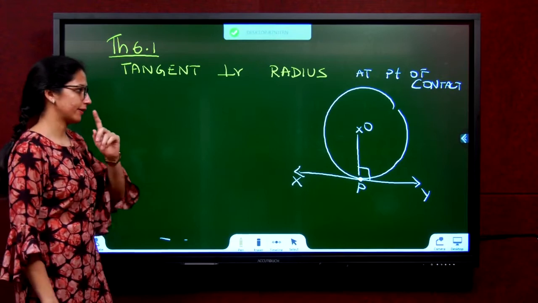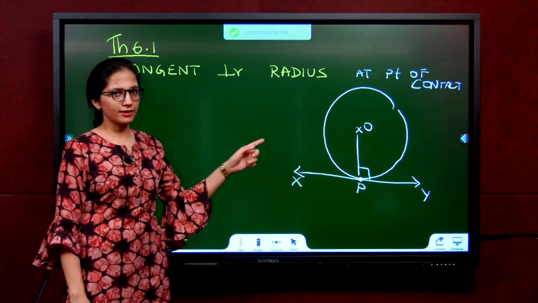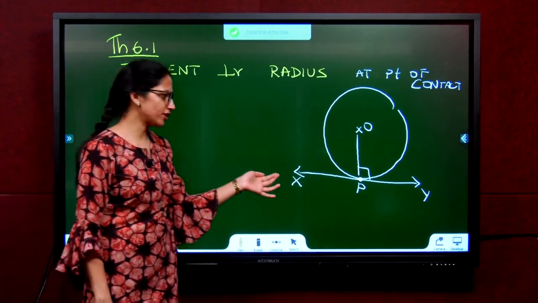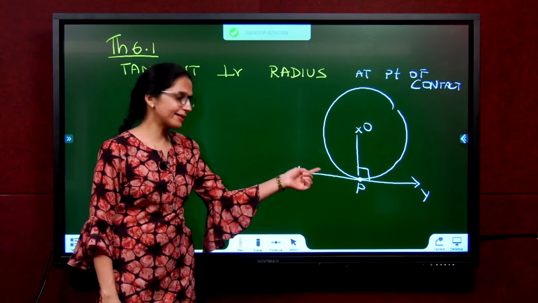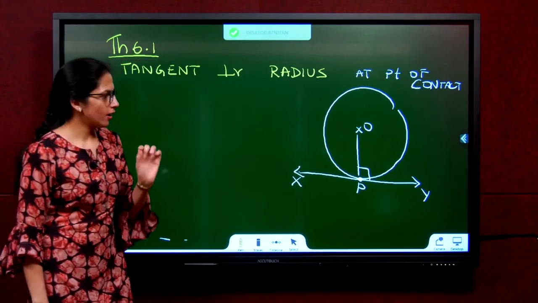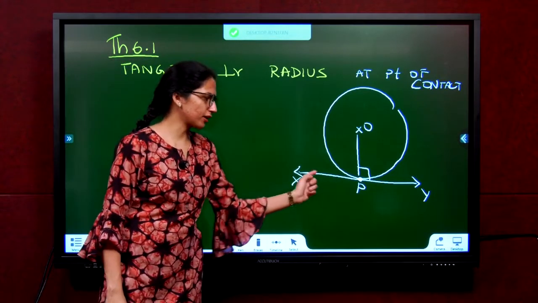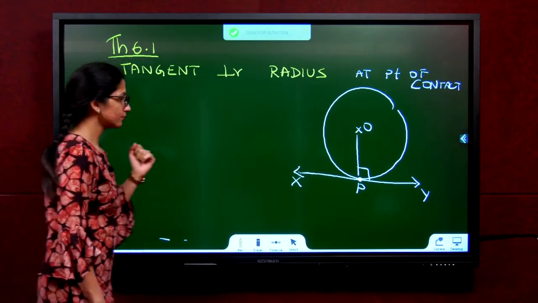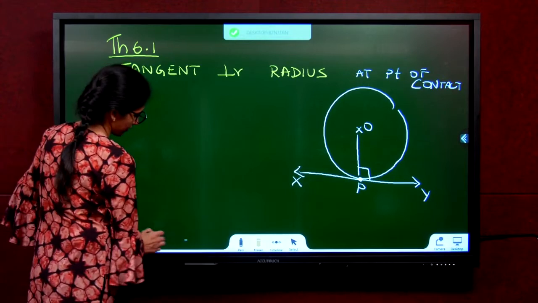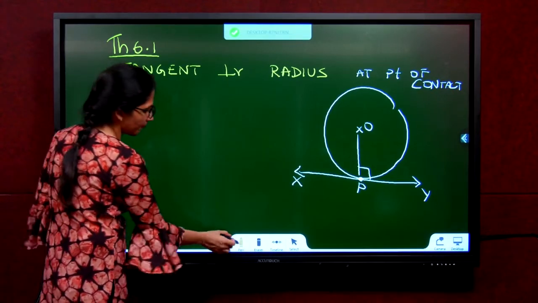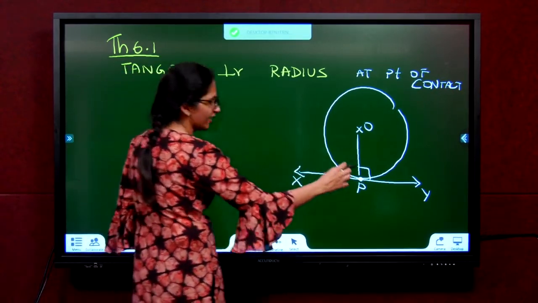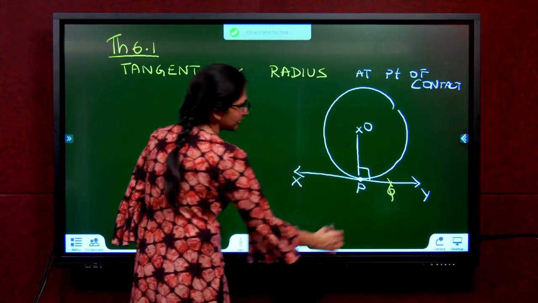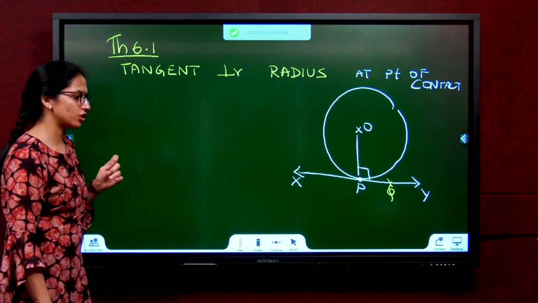Whatever I said, I'll repeat. Consider a circle with center O. Draw a tangent XY to the circle that meets the circle at point P. We have to prove that the radius is perpendicular to the tangent. That means OP is perpendicular to XY. How do we do this? Consider another point Q anywhere on the tangent.